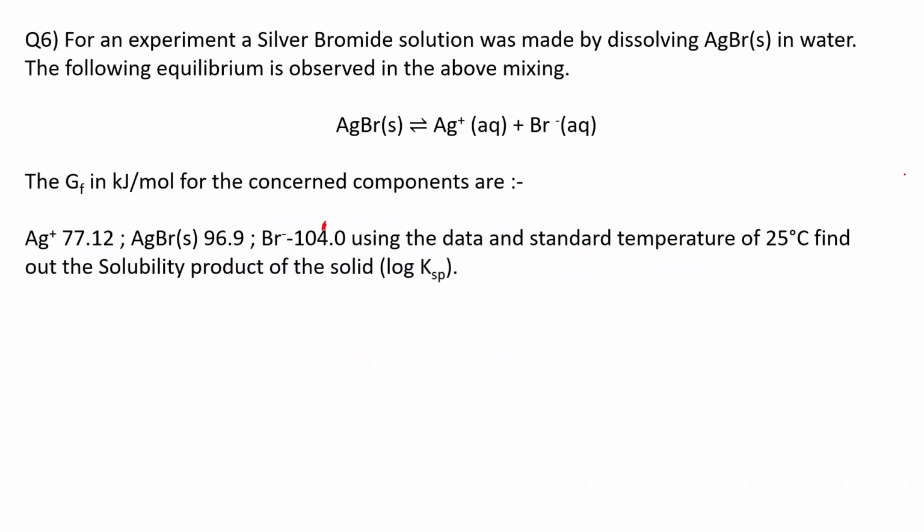Next question is, for the given experiment, silver bromide solution was made by dissolving AgBr in water. The following equilibrium is observed. Okay, so Gibbs free energy is given for all the components. We need to find out the log Ksp values.